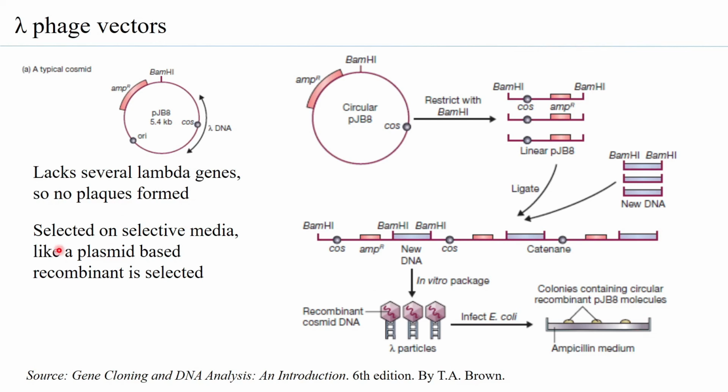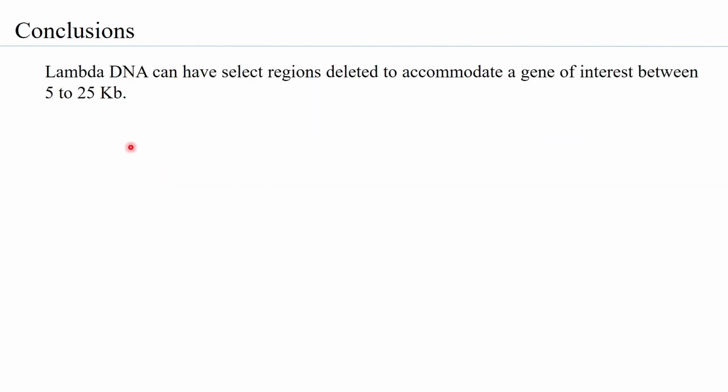So they are selected on selective media, just like a plasmid based recombinant is selected. And the recombinant selection also can be done according to size. So it is using both the ampicillin resistance gene and the size of the entire lambda DNA between one COS site to the other COS site. So let us make the conclusions.